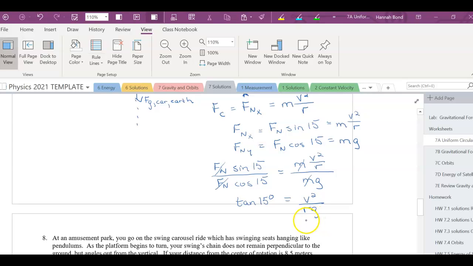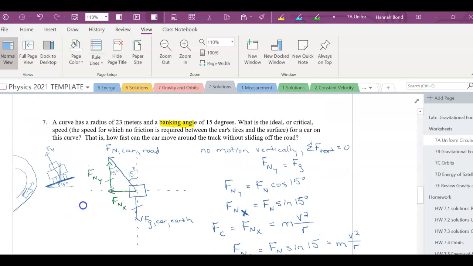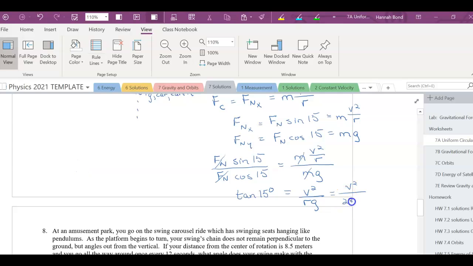And let's see, I know the r because they gave me that. They said that this curve has a radius of 23 meters, and of course I know g is 9.8. And so I can solve for the v here. It's going to be the tangent of 15 degrees times 23 times 9.8, and then I need to take the square root of that. And so I get 7.771 meters per second.